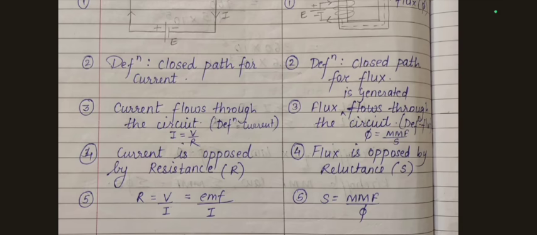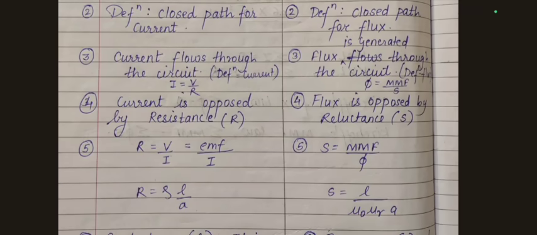Okay, then write the formula of current: I is equal to V by R, by Ohm's law, remember. Then the third point, in magnetic circuit you can write flux is generated through the circuit. Here current is flowing, here flux is not flowing, flux is generated. The formula of flux we have written in MMF, so you can write MMF upon S, that is reluctance. Reluctance is MMF upon phi, remember.